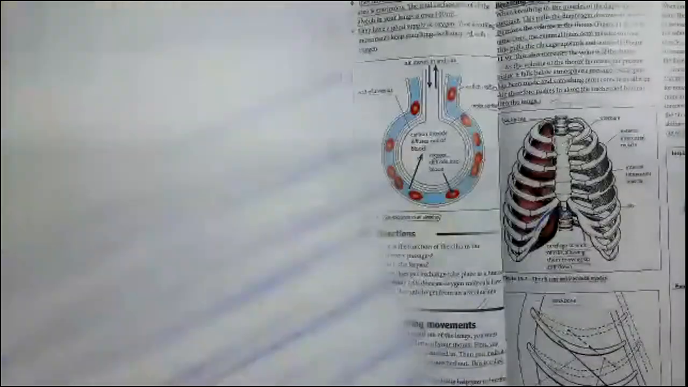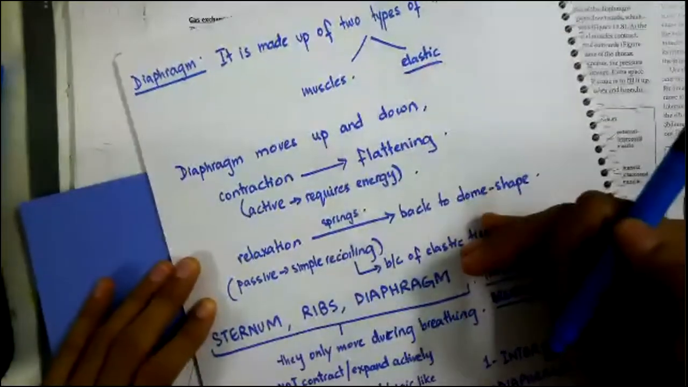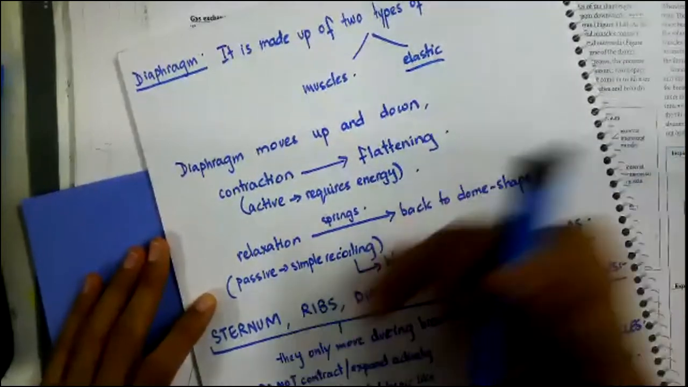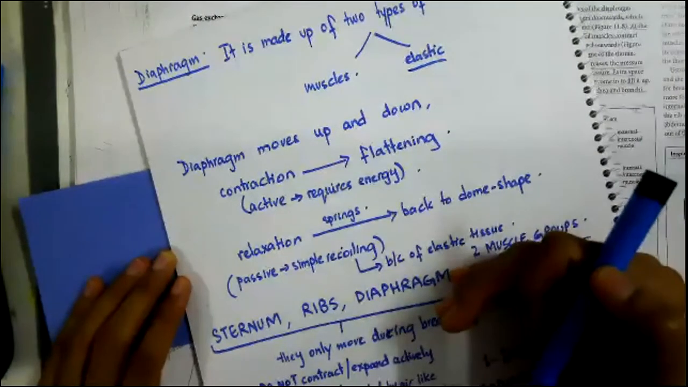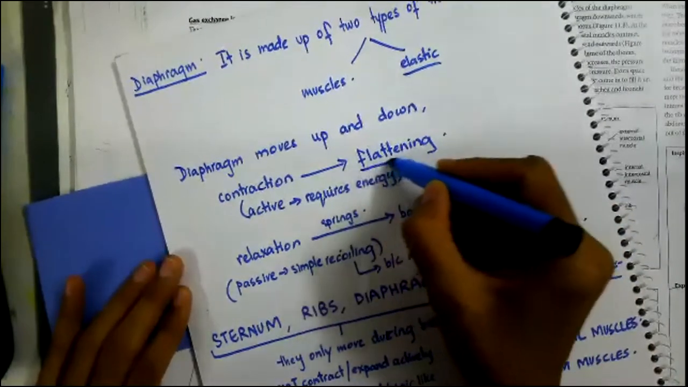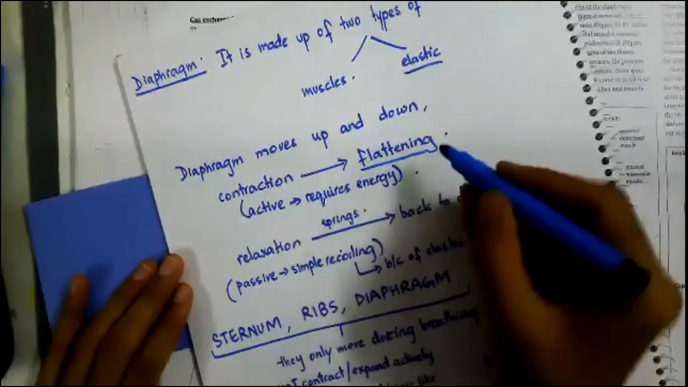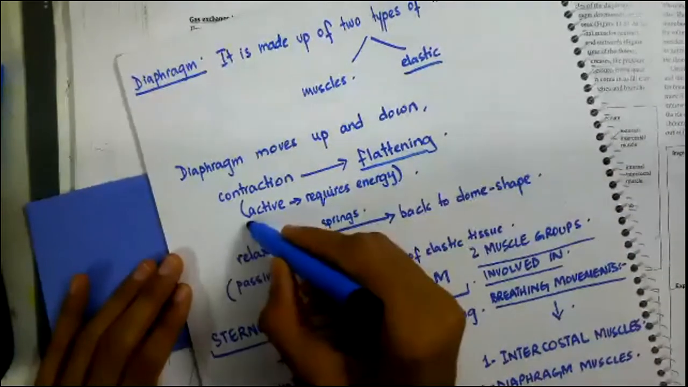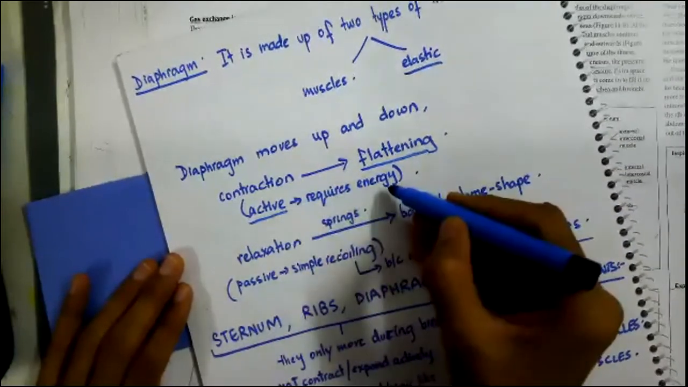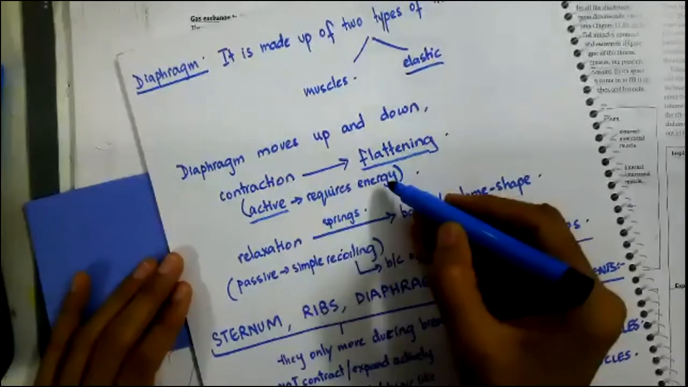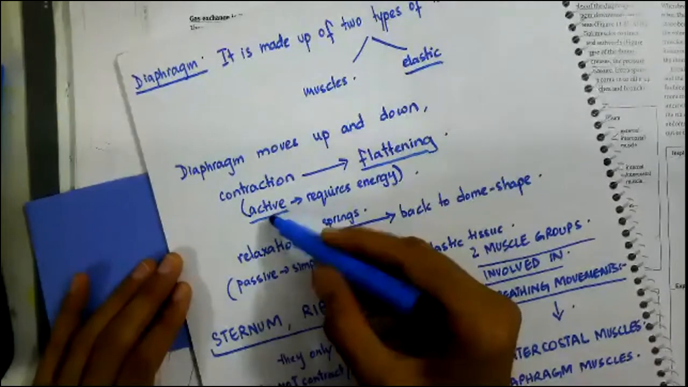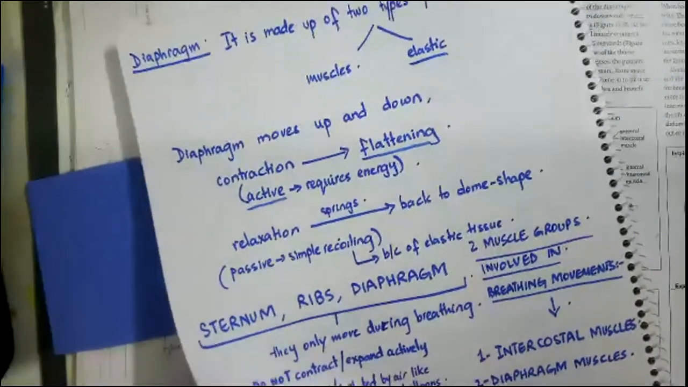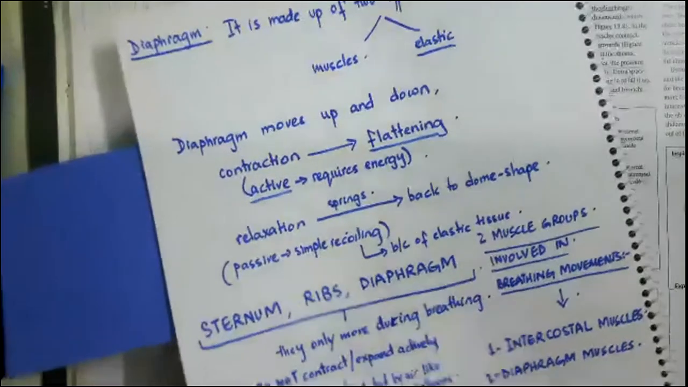Okay, and I will show you. Now, the diaphragm's movement is up and down. There's no sideways and there's no other sort of movement in the diaphragm. The diaphragm moves up and down. Remember, its downward movement is actually flattening, and that is active contraction, which requires energy. Active meaning requiring energy. So flattening is active. And of course, flattening does what? Flattening increases the thoracic volume. How?